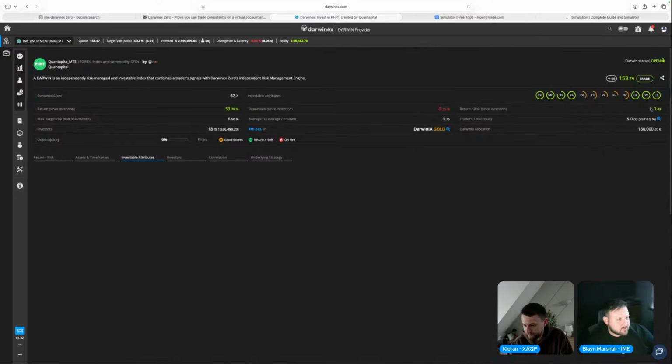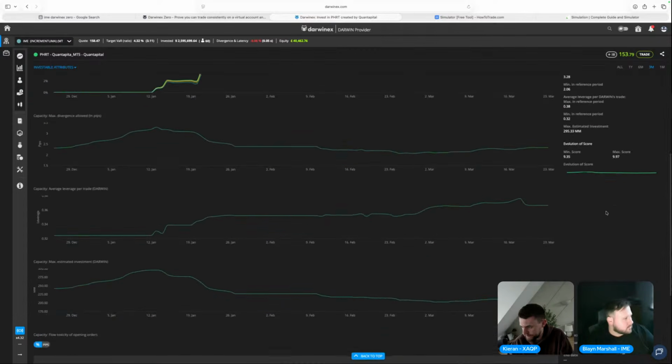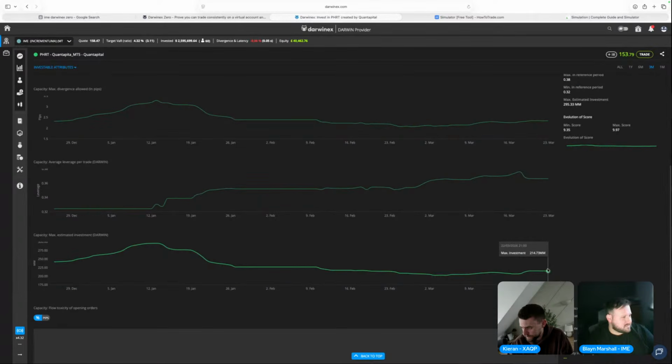Yeah, going back to the story with capacity, let's have a quick look. So capacity is just over 200 million, which is good.